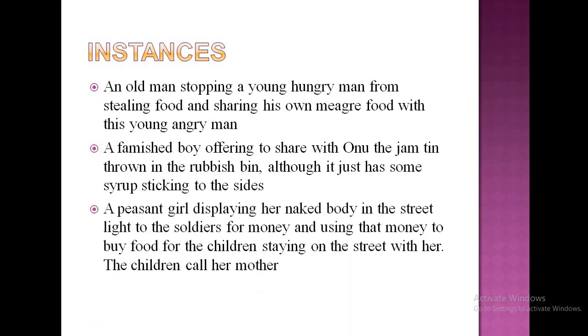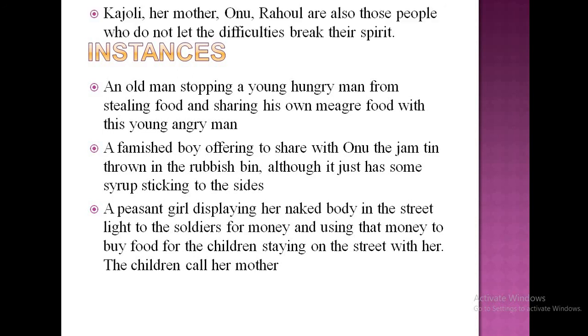We see a peasant girl in the street light. At night time Rahul sees her. She is displaying her naked body in the street light, and soldiers surrounding her are giving her money. Whenever they give her money, she displays her naked body. And when there is ample money, she takes that money along and buys food on the way for the children who are staying on the street with her. And these children, in their affectionate manner, call her mother because she is the nourisher.